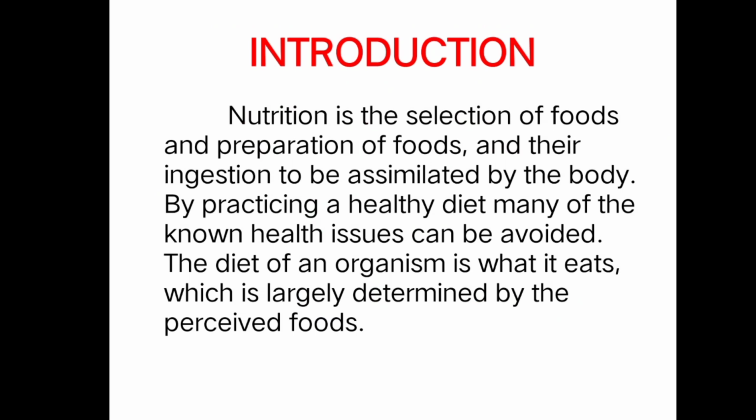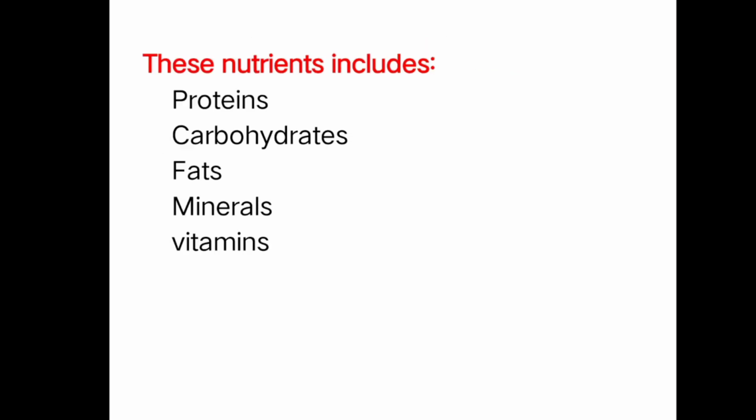So we'll see about nutrition. It's the selection of food, preparation of food and their ingestion to be assimilated by the body. So when we practice a healthy diet, many health issues can be avoided. The diet of an organism is what it eats, which is largely determined by the perceived food. So whatever food we are ingesting should be healthy. If we are taking that food in a healthy way and it is correlated with the recommended dietary allowance of that particular age, that will cause an improvement in their health status.